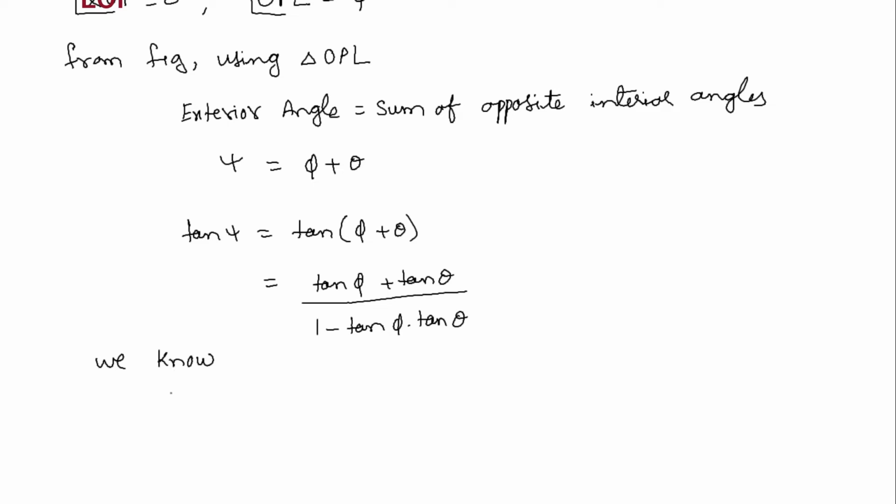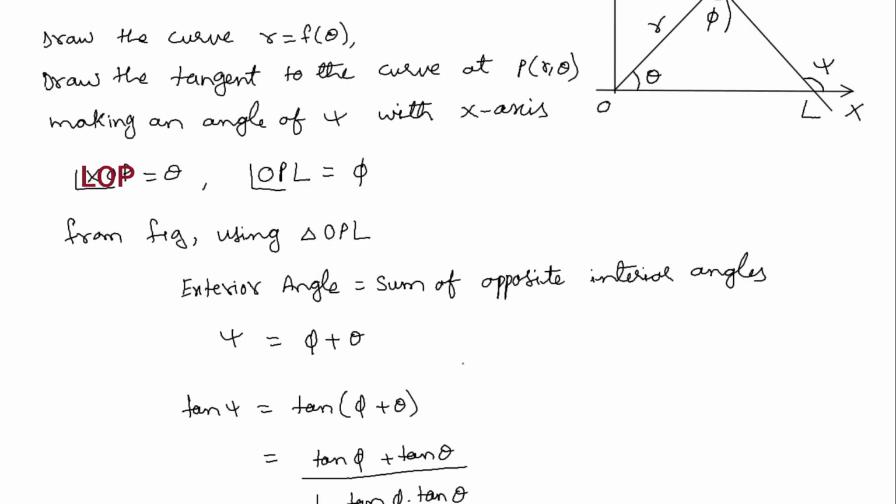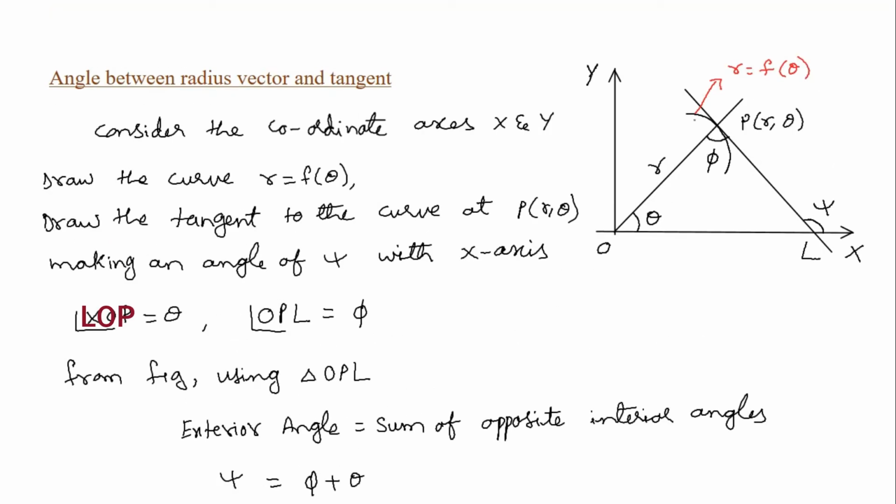We know the value of x is equal to r cos theta, and we know the value of y is equal to r sine theta. Now if you go back to this figure, this is the tangent that we have. PL is a tangent, and this tangent is making an angle of psi. So what will be the slope of this tangent PL? The slope of this tangent PL will be nothing but tan of psi.